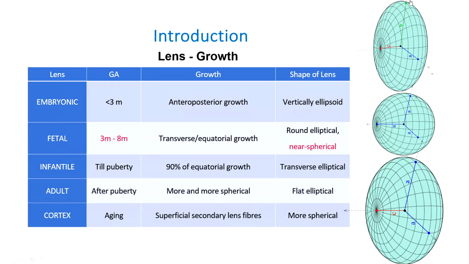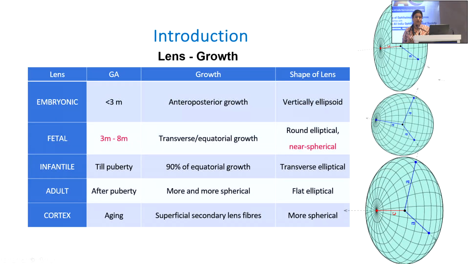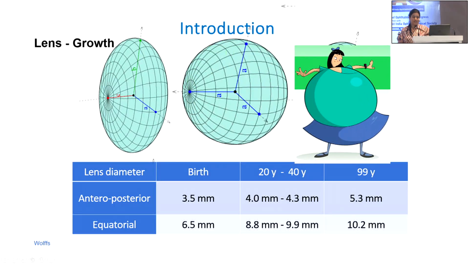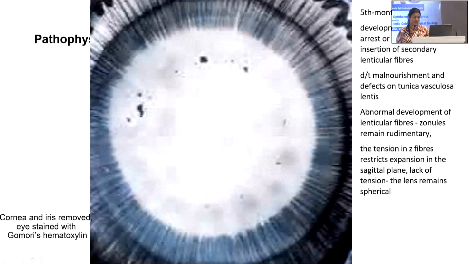The lens is such a human organ that starts growing in gestation but continues to grow throughout life. It starts at less than 3 months, wherein it is vertically elliptical, and around 3 to 8 months there is this spherical growth. If it gets arrested at this stage, it won't grow further and will remain spherical throughout life. So there is this arrest of the tunica vasculosa lentis that will persist as a spherical shape throughout life, causing microspherophakia, and this has been backed up by MRI imaging in gestation.